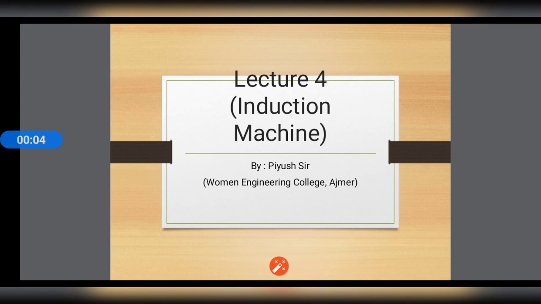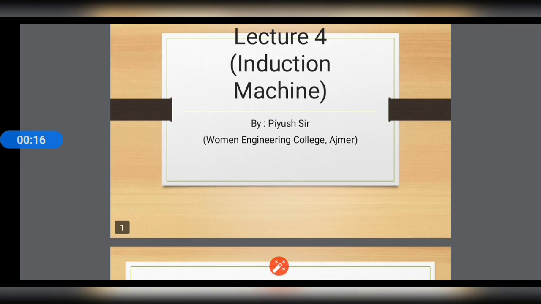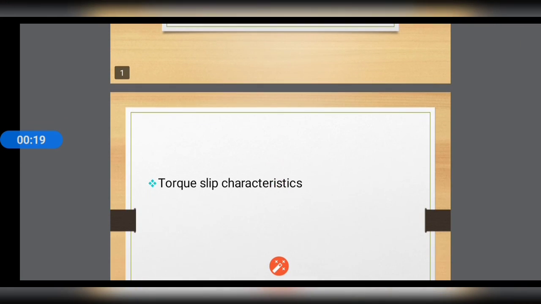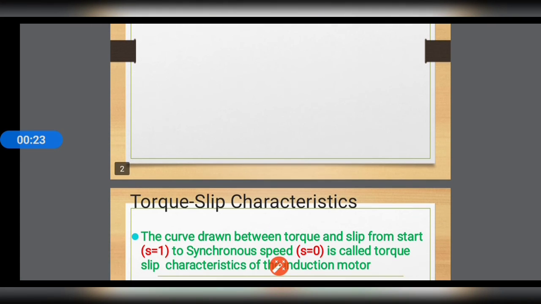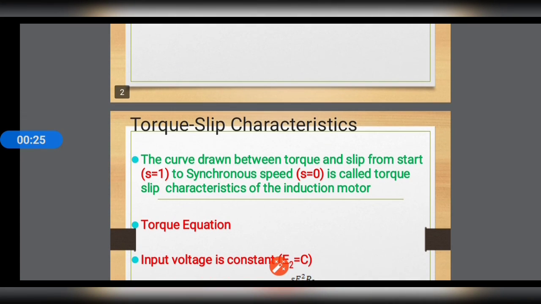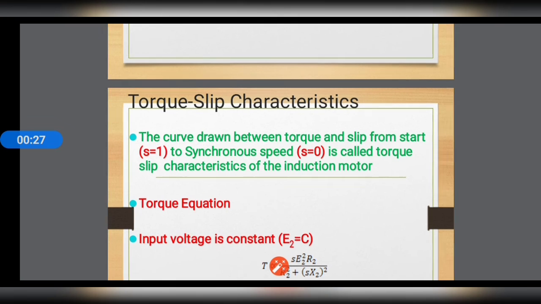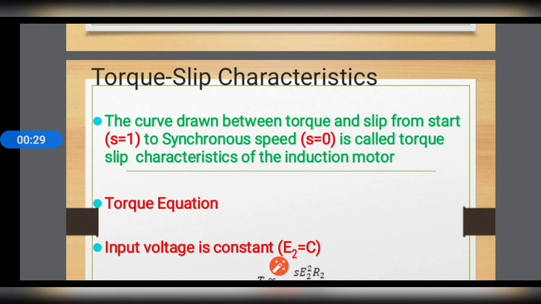Hello everyone. Today we are continuing the lecture previously discussed, the torque speed or torque slip equation. In this lecture we will discuss the torque slip characteristic, and how this characteristic plays an important role in the induction machine. Torque slip characteristic is the curve drawn between torque and slip.